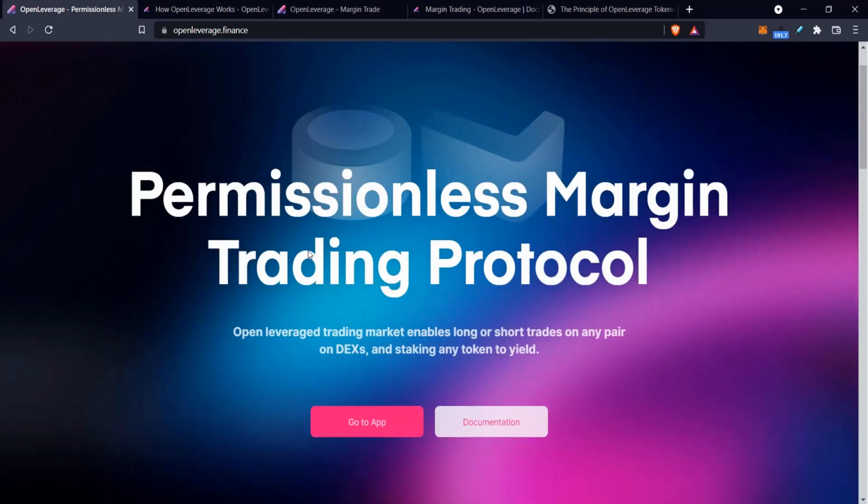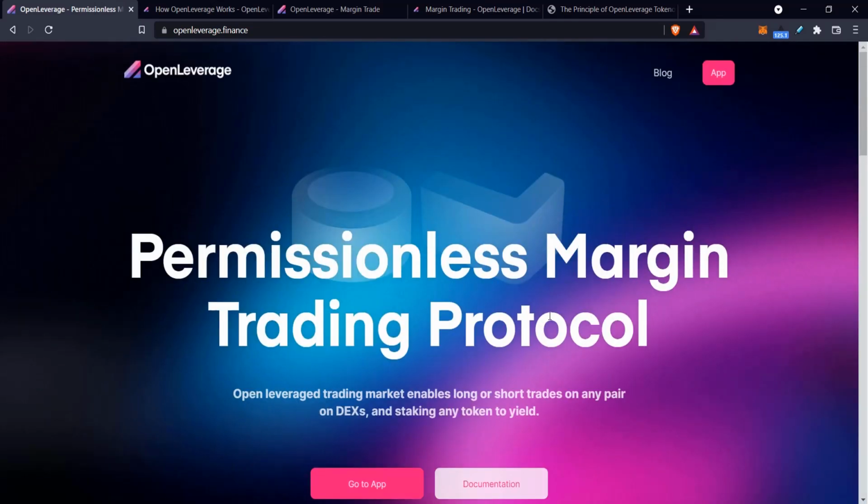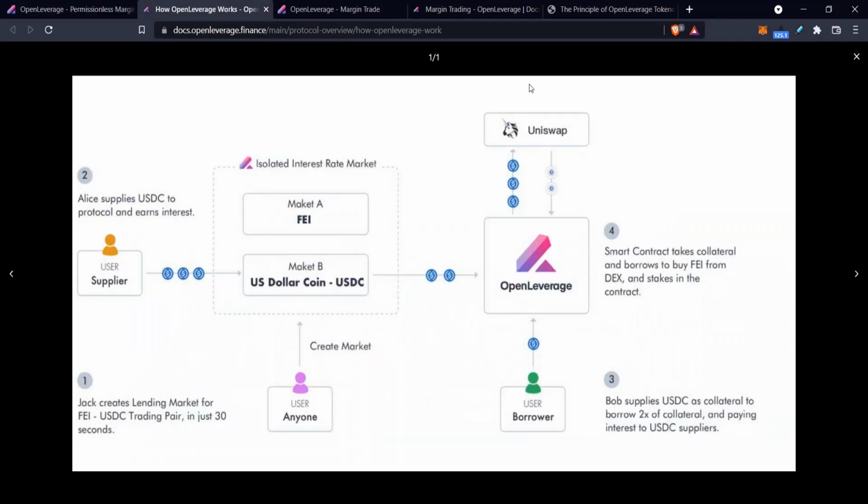Now, it's pretty interesting. Basically, when I say permissionless, that means that anyone can open a pair, a trading market for any kind of liquidity pools that are out there. So let's go into this flowchart here, and I'll use this flowchart from their docs to explain it to you kind of quickly. There are several different kinds of users.